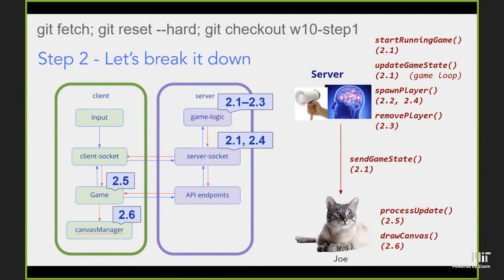Another thing we're going to do in step two is spawn player and remove player. Those are just some utility functions. Also, on the client side, when we receive an update, we want to process it. And then when we get player data from the server side, we want to be able to draw it on the canvas to render whatever's happening in the game.